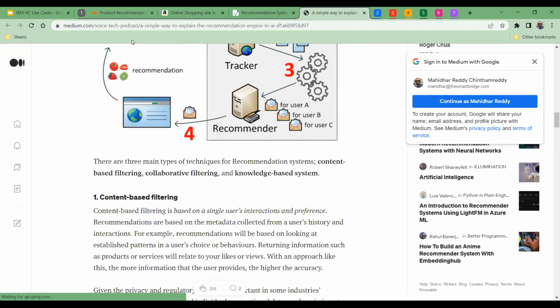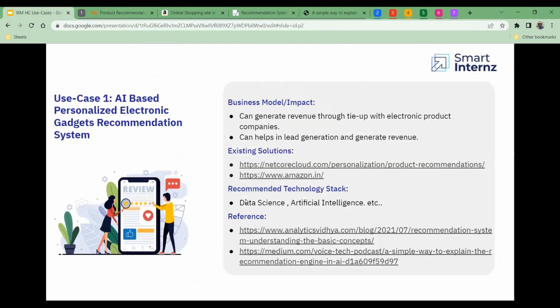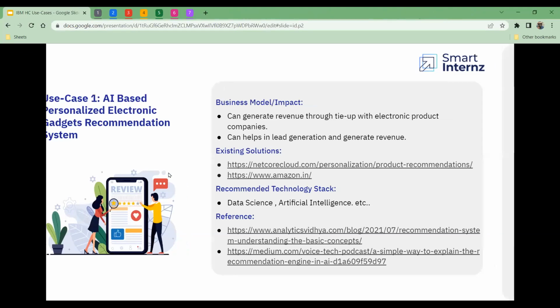So I suggest you all go and explore the references, to understand more about the problem statement and explore the existing solutions that we have given. So that's about the first one. Let's go into the second one.